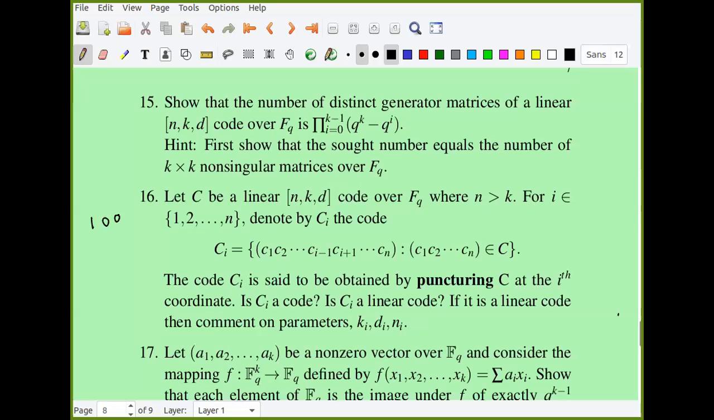See, for example, I have a code like this. Is it a linear code or not? Tell me. It is a linear code. Now I take the last position. I'm not removing anything; I'm collecting the vectors whose last position is 0 everywhere. So what is the code I get now? Are you clear? Same code. So sometimes there is no reduction at all, right?